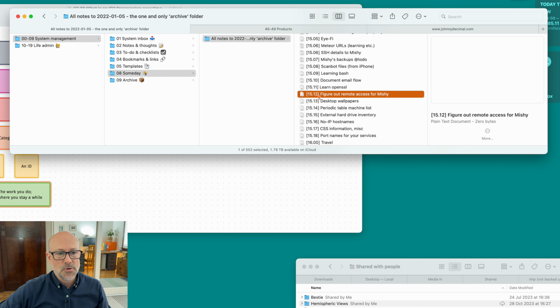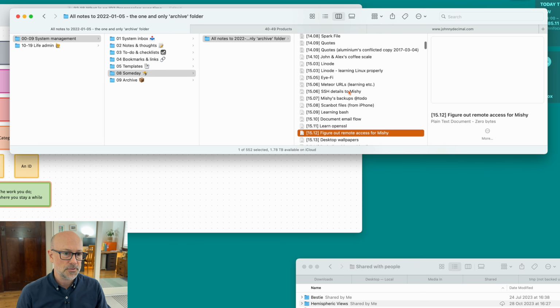So here we go, 15.12. I think 15 used to be technology in my old system. Figure out remote access for Mishi. Mishi's my bestie. And this would have been me trying to figure out some sort of remote access question to get to her photography studio or whatever. That's really specific, right? That's a really specific thing. And I think that is now far too specific for an ID.